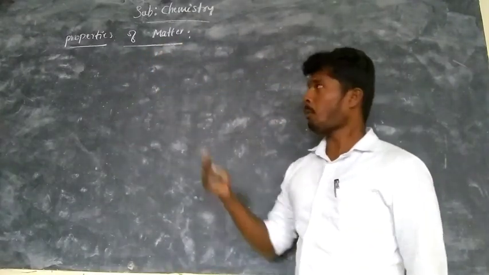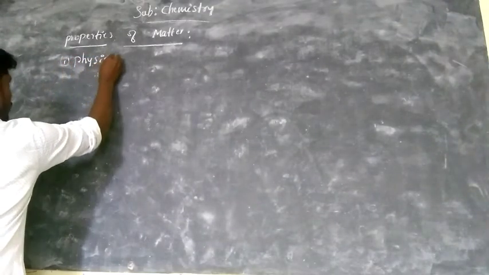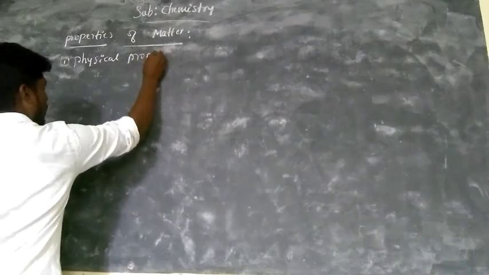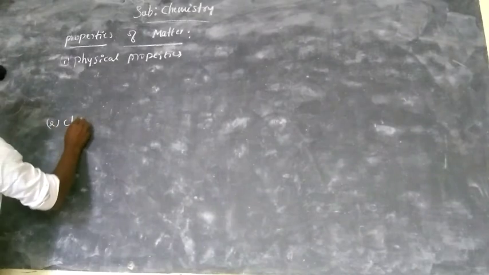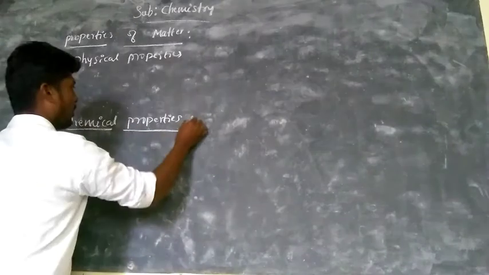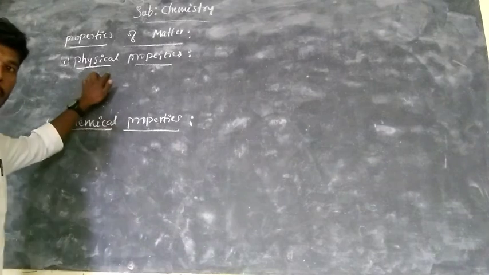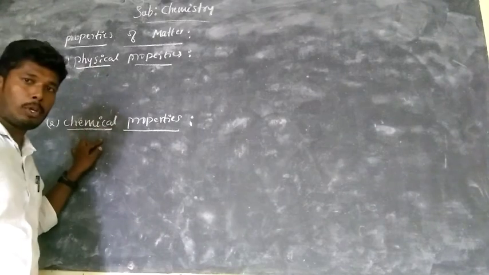Basically there are two types of properties for any substance. Those are physical properties, and the second one is chemical properties. There are two types of properties basically, that is physical properties and the second one is chemical properties.